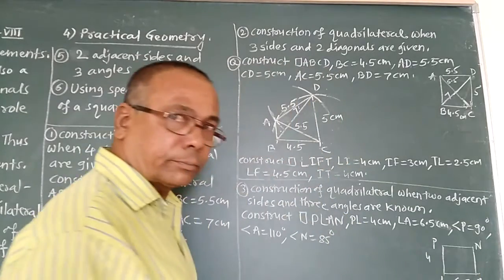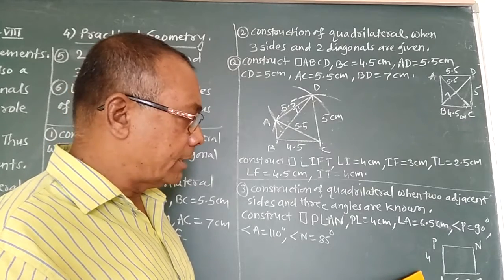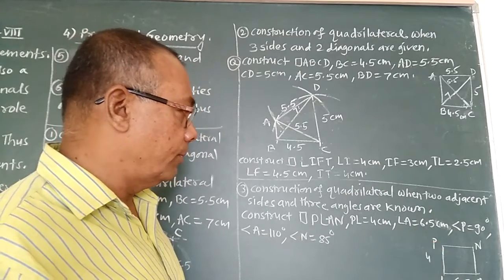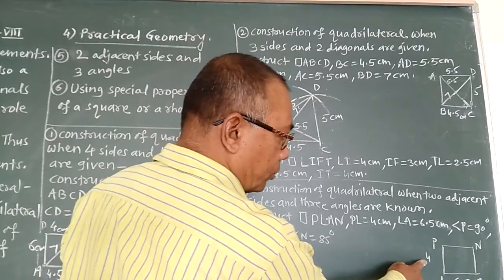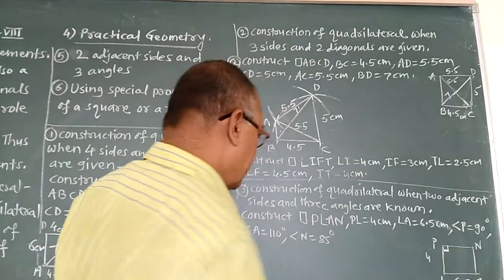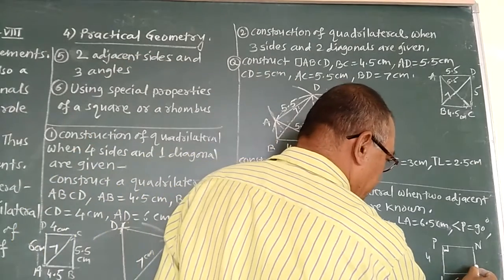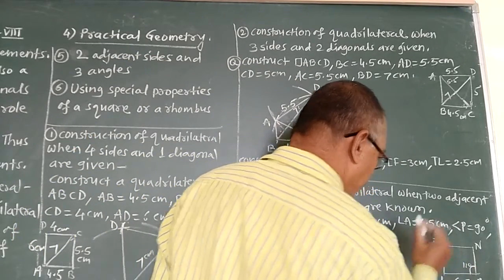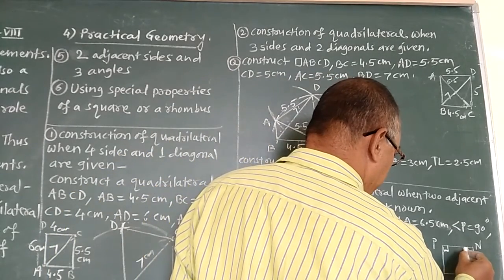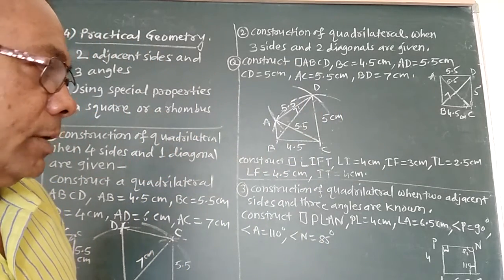PLAN is a rough diagram of the quadrilateral. So LA is given 6.5, then PL is given 4 centimeter, angle P is given 90 degree, then angle A is 110, and angle N is equal to 85.